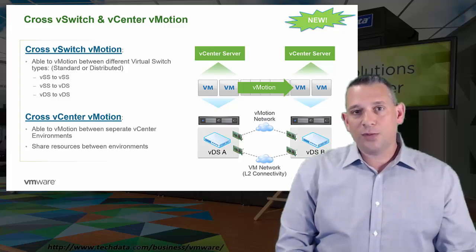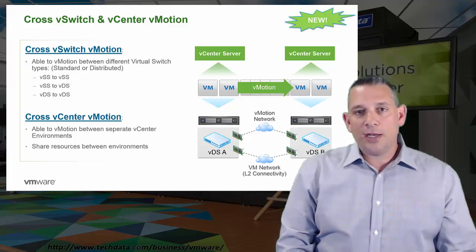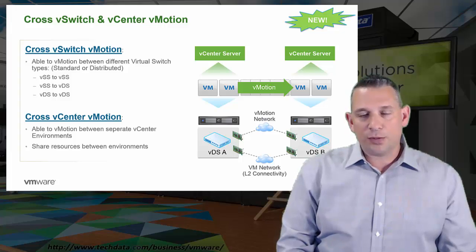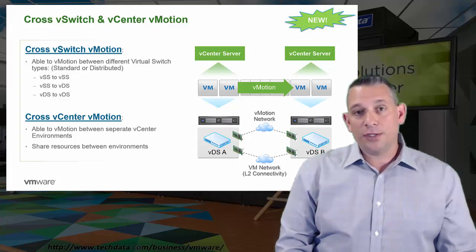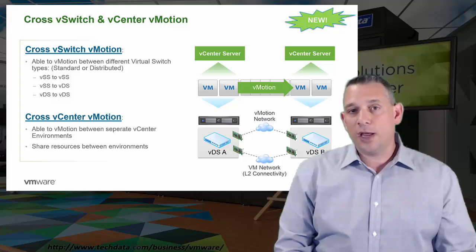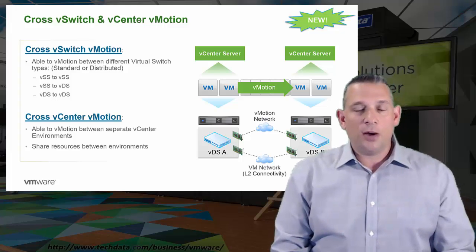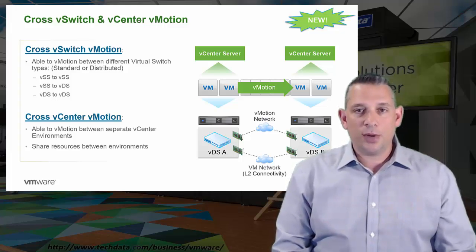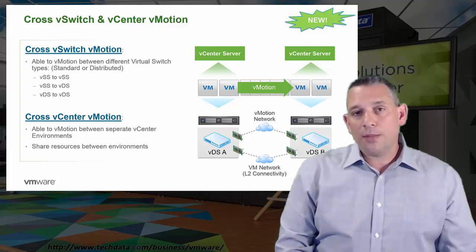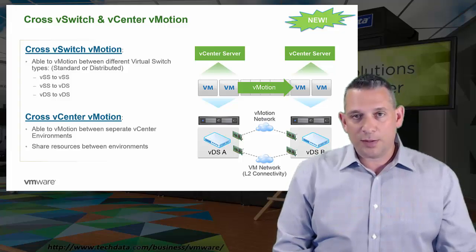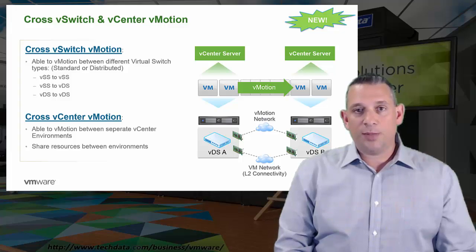Now with vSphere 6, we can go ahead and vMotion a virtual machine from a standard to a distributed switch, a standard to a standard, and a distributed to a distributed. Now we still can't go from a distributed to a standard switch, but again, much better than it was before. It gives us much more flexibility between different switch types based upon how you have your environments configured.